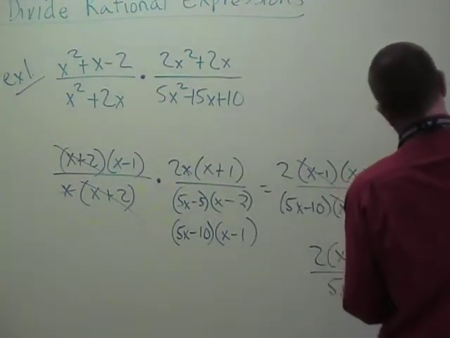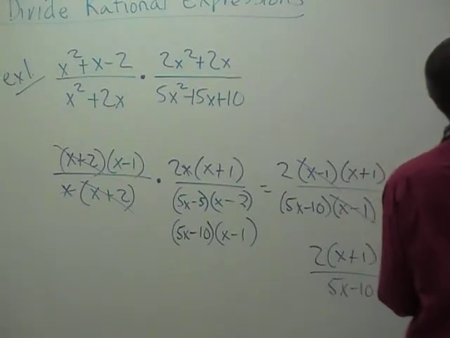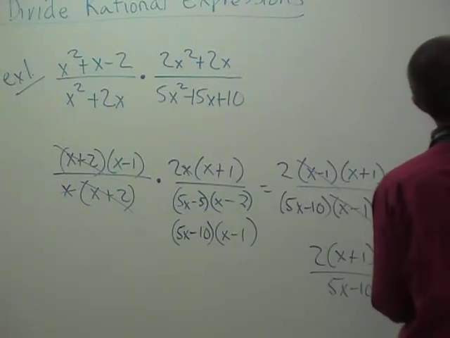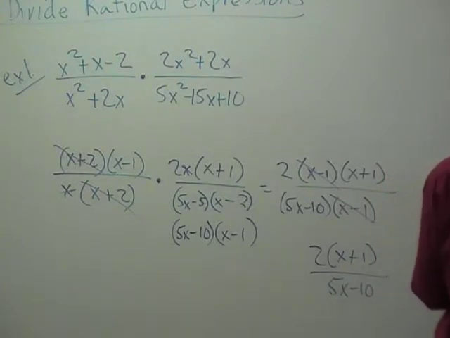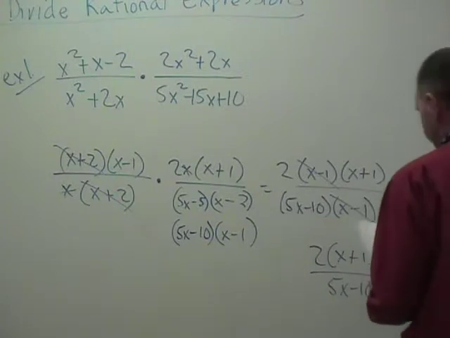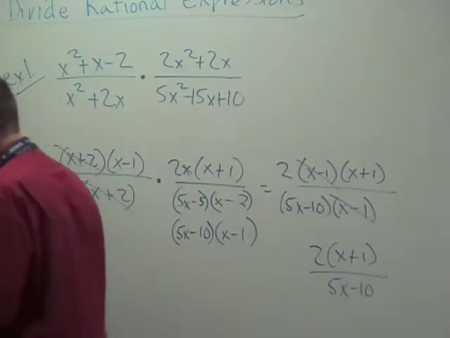Example 2. 2w squared over w squared minus 7w plus 12, times w minus 4. Everybody try that.